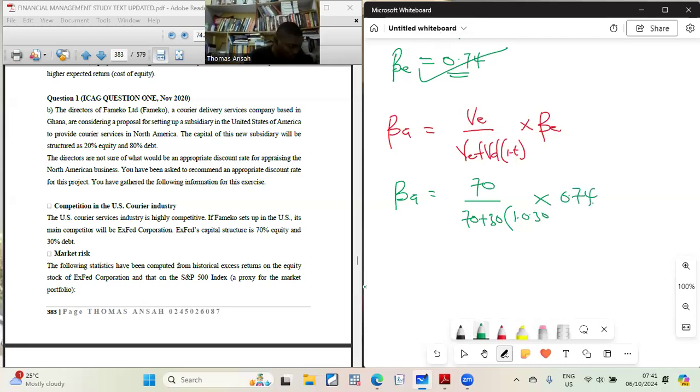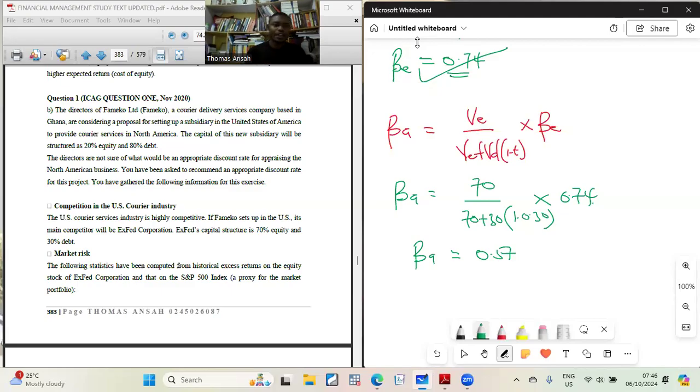So let's calculate this. 30 multiplied by 0.7. That is 21 plus 70. Then 70 divided by the answer. All right, that is 0.76. So you have that. Then we multiply this by 0.74. That one will give me 0.56, or 0.57 for BA. All right, so that is that.